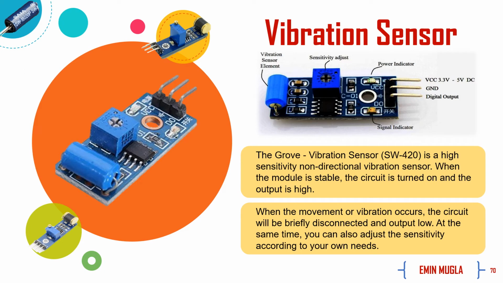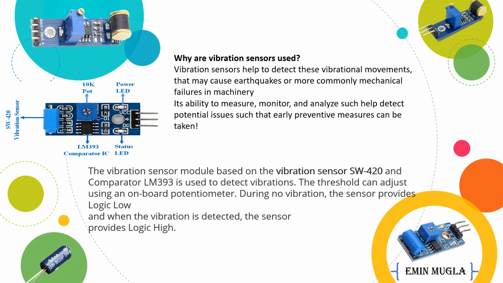Vibration sensors. The vibration sensors are high sensitivity, non-directional vibration sensors. When the module is stable, the circuit is turned on and the output is high. When the movement of the vibration occurs, the circuit will be briefly disconnected and the output is low. At the same time, you can also adjust the sensitivity according to your own needs.